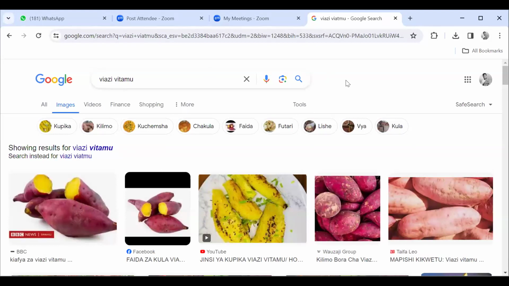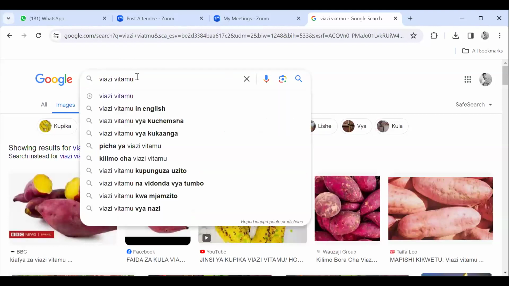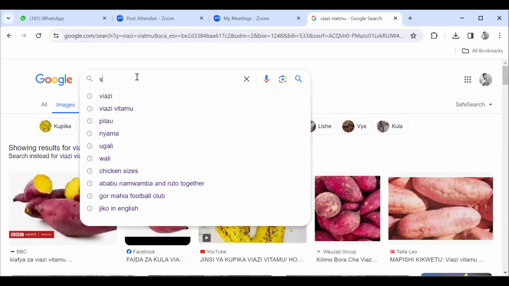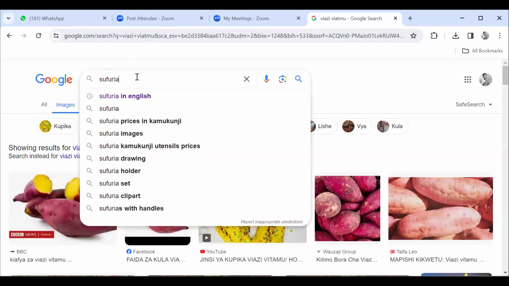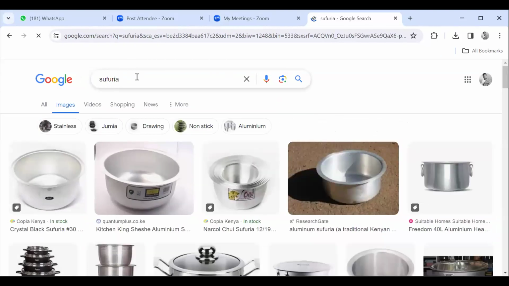So you can use sufuria. You know sufuria? We call it sufuria in Kiswahili. It's basically the pot you use to cook. This is majorly used in most parts of East Africa. We call it sufuria. So you can use this sufuria to actually cook your viazi.